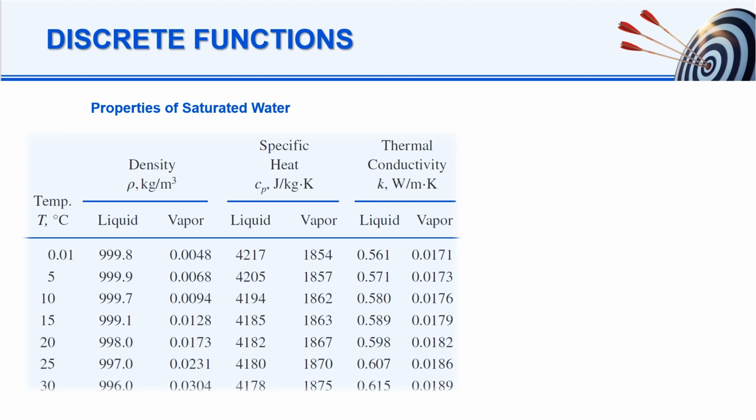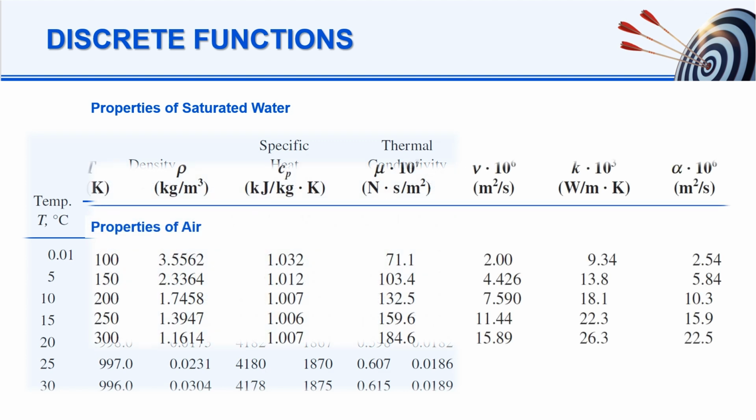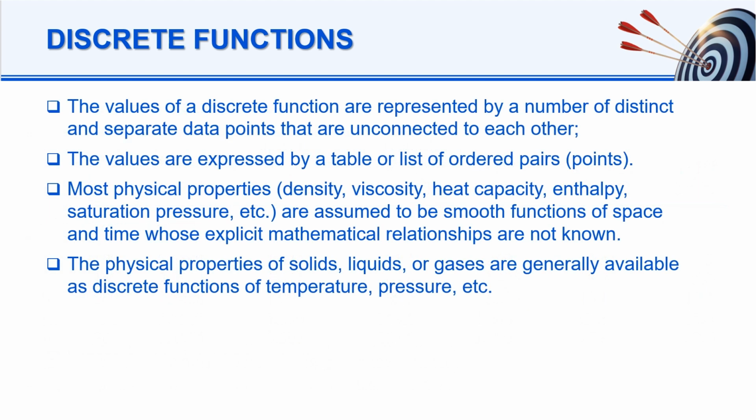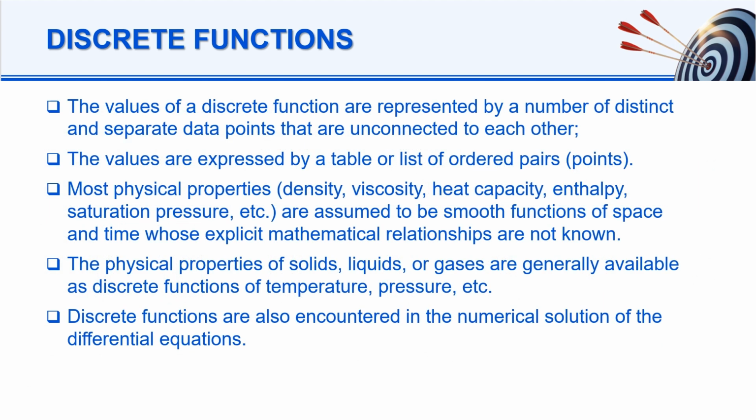The properties of materials, describing physical, mechanical, thermal, electrical, optical, chemical, and so on, are mostly obtained experimentally. They are available in either XY or tabular data. Discrete functions are also encountered in the numerical solution of differential equations.